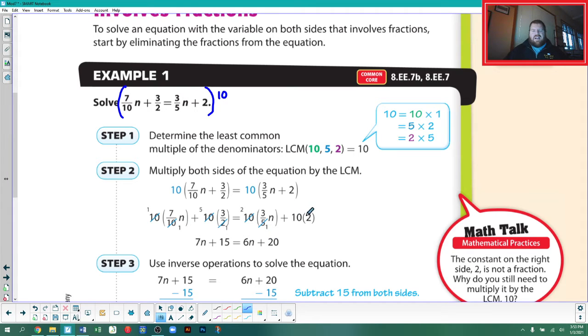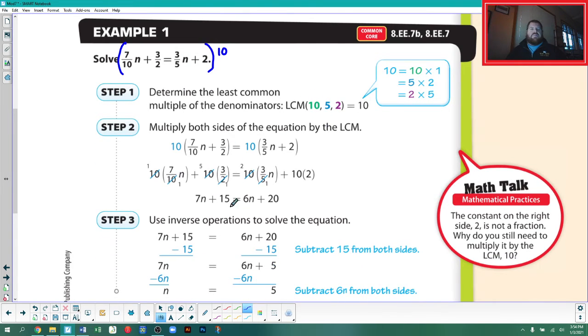And then the last thing I have is just a normal 2, and 10 times 2 is 20. So the one thing that you notice is it made all of my numbers bigger, which makes sense. I multiplied everything by 10. So that's going to make my numbers bigger. But more importantly, it gave me all whole numbers. No fractions are involved anymore. Okay. So now it's just a problem from our last section where we have the variable on both sides. So we want to get all our variables on one side, all of our numbers on the other, and then solve the equation from there.